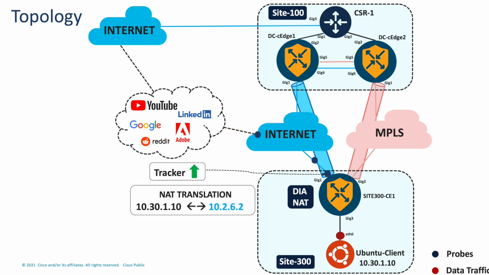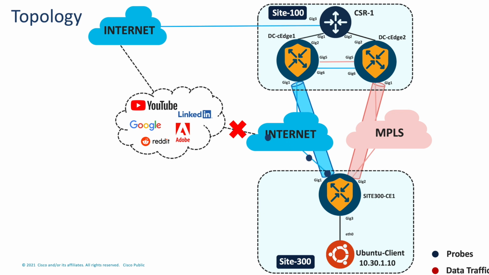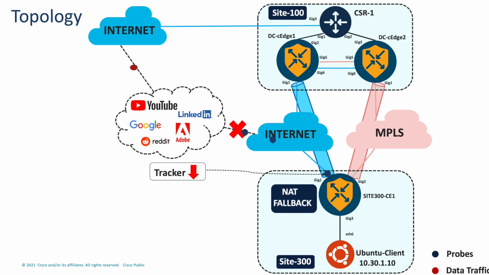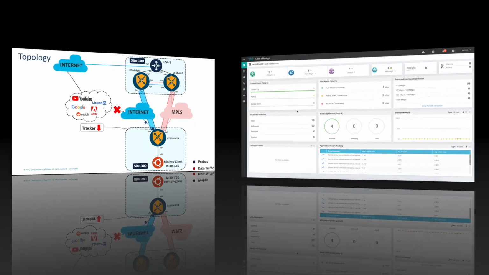In case of a failure across the internet path during which the edge router does not get a response for the probes, the NAT DIA tracker goes down. Upon detecting this, the router reroutes the traffic through a fallback path across a BFD tunnel, which is through Gigabit Ethernet 2 interface. During this period, the WAN edge router still keeps tracking the status of the internet path, and once the internet path is back up and running, the internet traffic will be rerouted back through the DIA path.